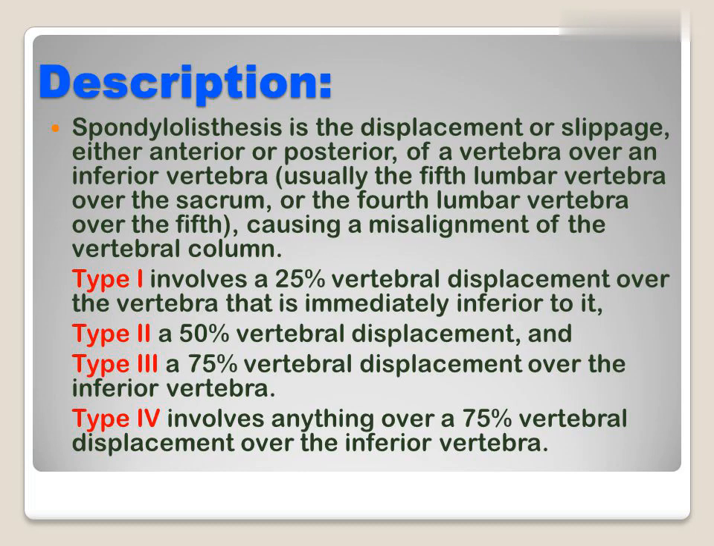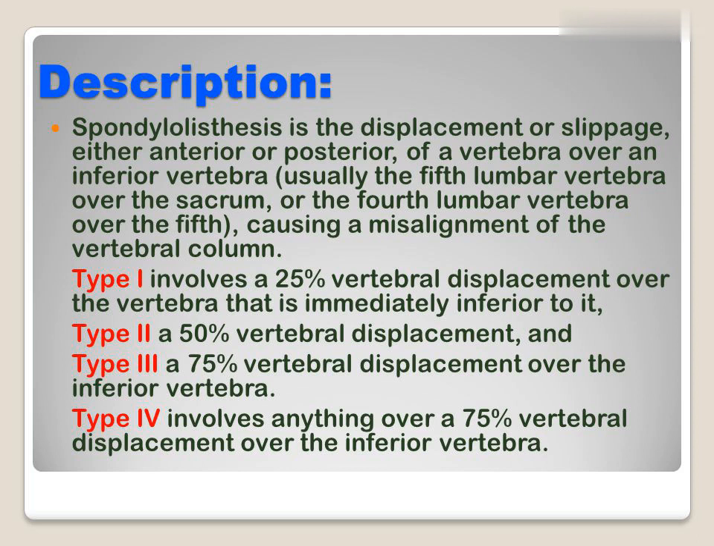Description. Spondylolisthesis is the displacement or slippage, either anterior or posterior, of a vertebra over an inferior vertebra, usually the fifth lumbar vertebra over the sacrum, or the fourth lumbar vertebra over the fifth, causing a misalignment of the vertebral column.